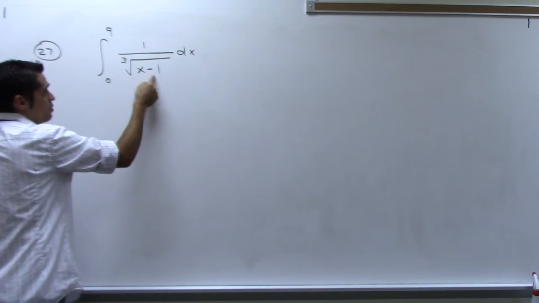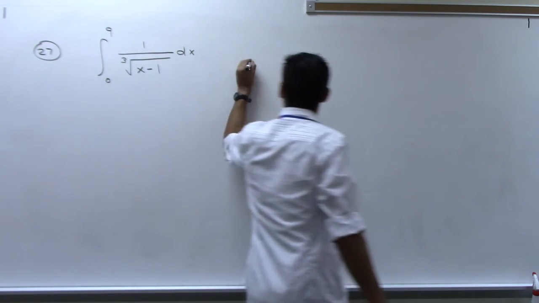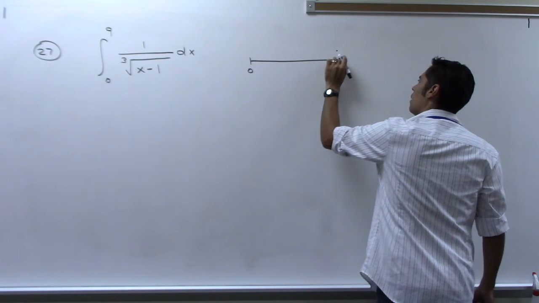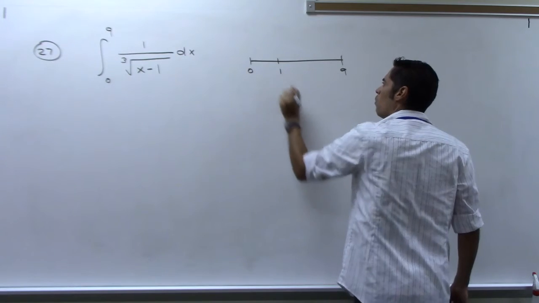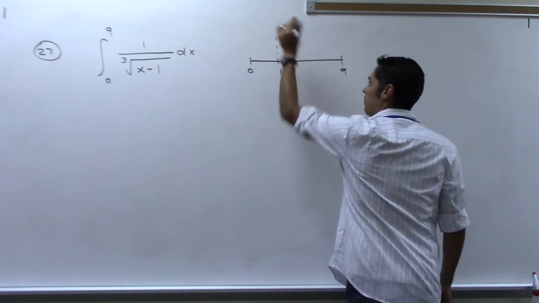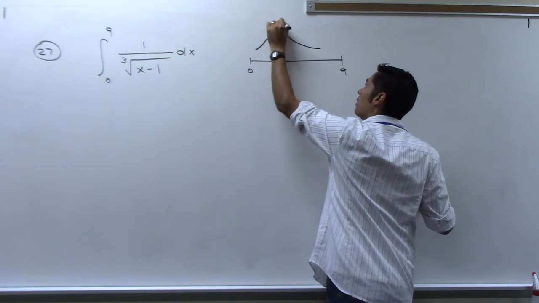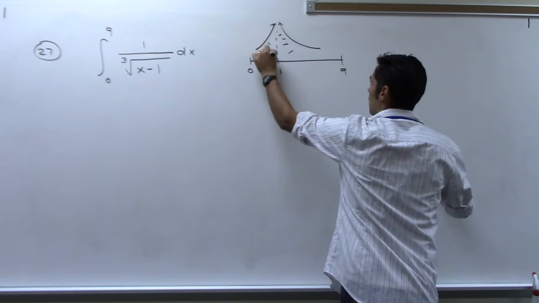So if x is 1, I have a problem. And 1 is in my interval. So looking at my interval, here's 0, here's 9. The problem I have is right here at 1. I have this discontinuity. So the function's doing something where it's blowing up on one side, blowing up on the other. And I need to figure out if the area in here in this region is going to be finite or not.